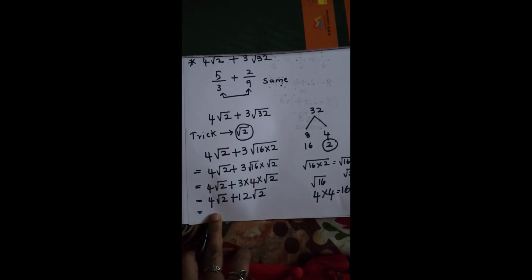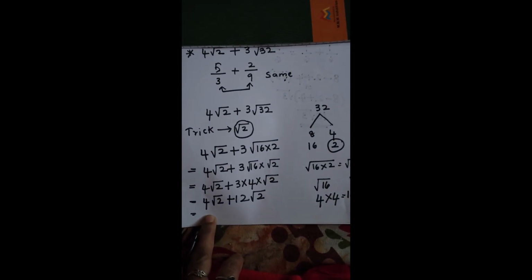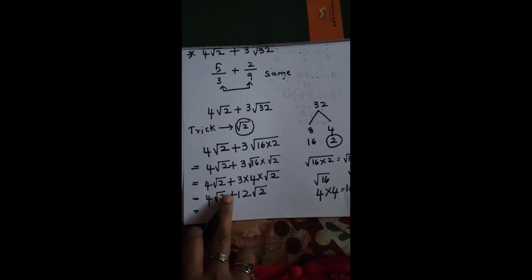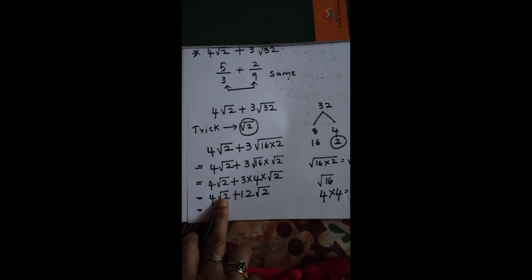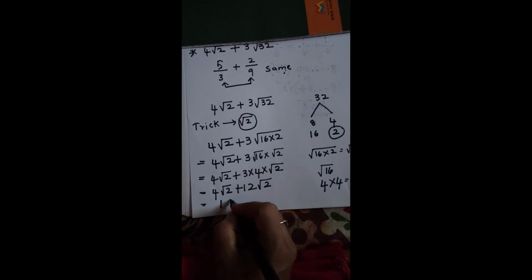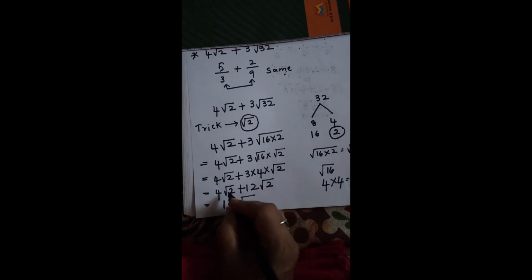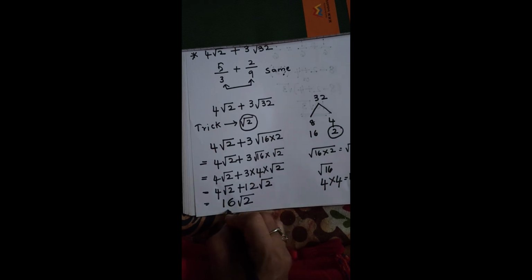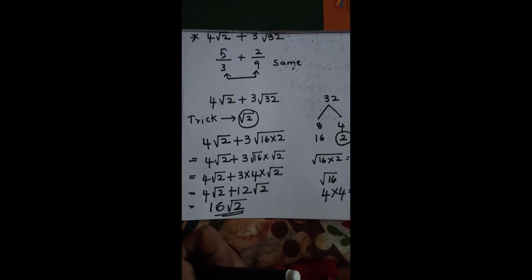Yes, now we reached our final destination. When we get these roots same, then it is normal addition. 12 plus 4, what is 12 plus 4? 16. Root 2 will remain same. This is the answer.